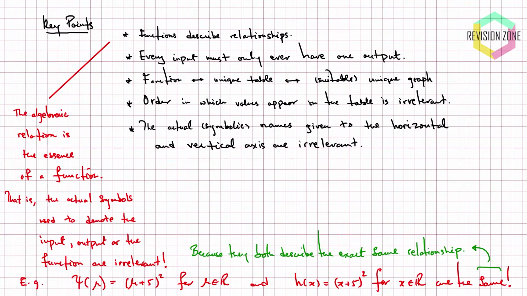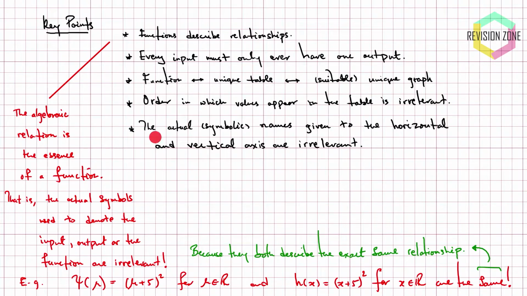Before moving on to transformations, let's consider a summary of the key points we've seen so far. The first one is that functions describe relationships. The second point is that every input to a function must have only one output. The third point is that functions can be studied by looking at tables or by looking at graphs, and these are equivalent descriptions of functions in some sense. The fourth point is that the order in which things appear in a table is irrelevant. I could go into this point a lot more, but it's probably useful if you go away and think about why this is an important point in your own time.